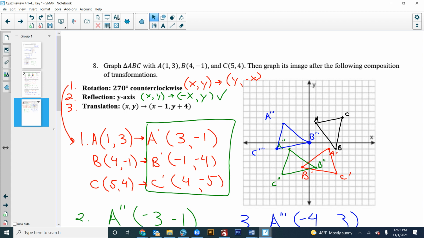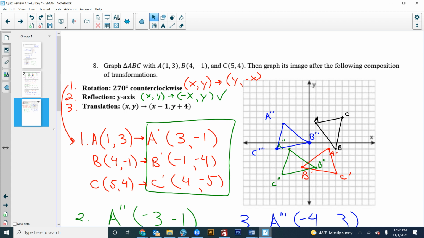Sorry, I said that wrong. Wait, hold on. B was 4, negative 1. Oh, negative 1, negative 4. Yep, negative 1, negative 4. C was 5, 4. I run it through here. I get 4, negative 5. 1, 2, 3, 4, negative 5. A prime, B prime, C prime. That's the first transformation. That is the rotation 270 degrees.